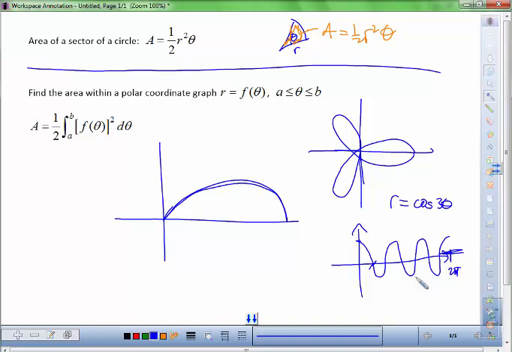Yeah, if you set r equal to 0, that's how you would find it. So let's set r equal to 0 and tell me what happens. Pi over what? Pi over 6 would probably be one of the first places that we would get r equal to 0. Okay?